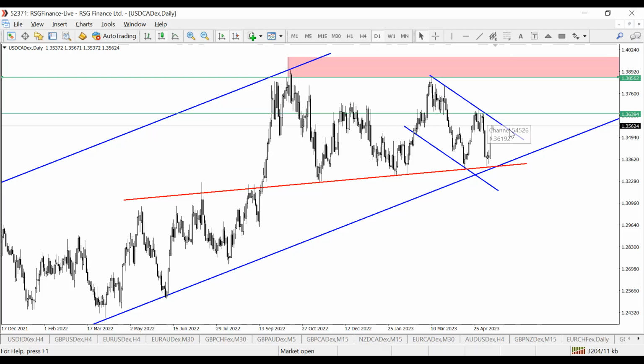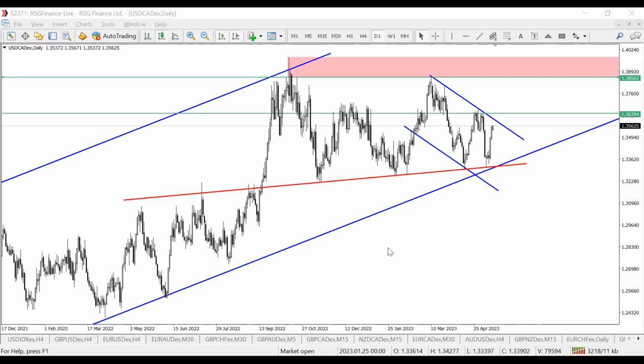So we break from this channel up, breaking away from this high. Next point of contact I see will be around the 1.3856 level. Next on my list is Australian dollar Swiss franc.